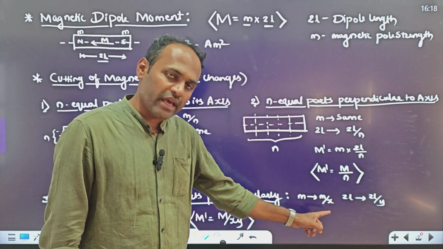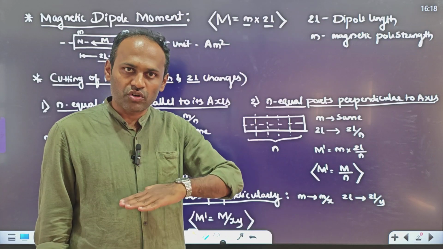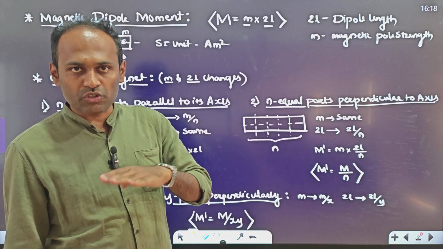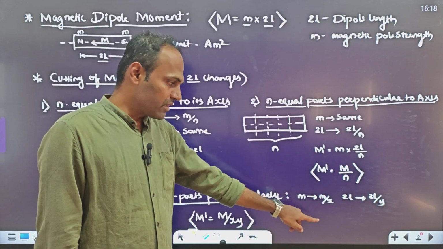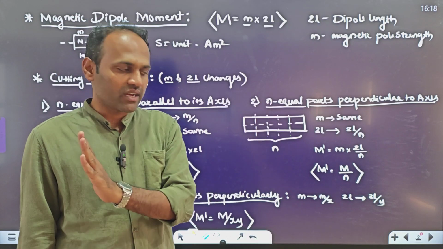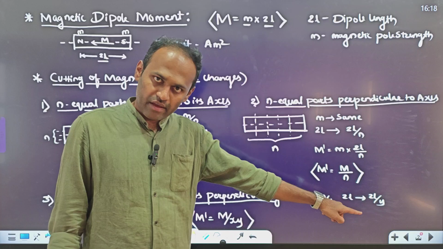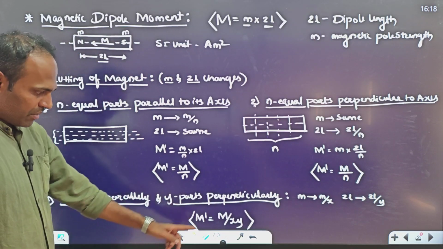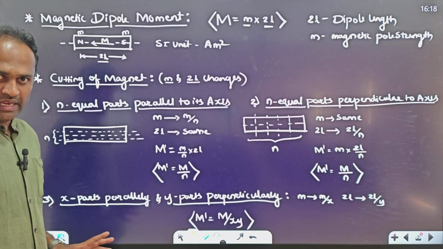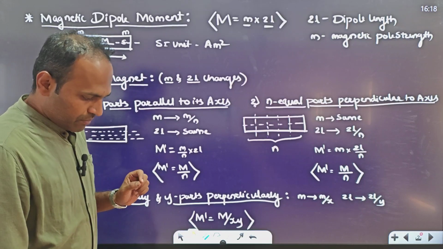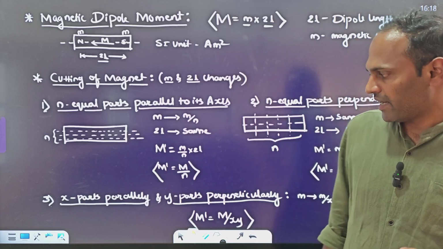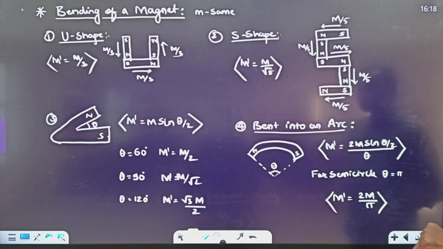Pole strength will reduce by x times. If you cut it in 3 pieces horizontally, then it will be m by 3. If you cut in 5 pieces vertically, then it will be 2L by 5. So the new magnetic dipole moment will be m dash equal to m divided by x into y, where x is the number of pieces parallel to the axis and y is the number of pieces perpendicular to the axis. Okay, let us go to the next concept then.